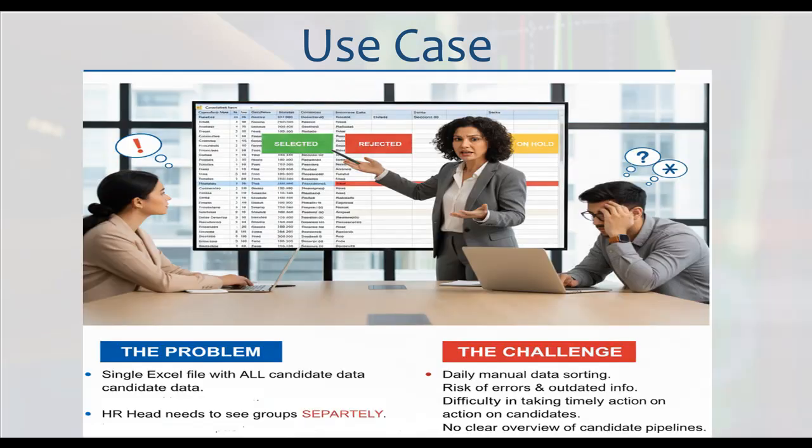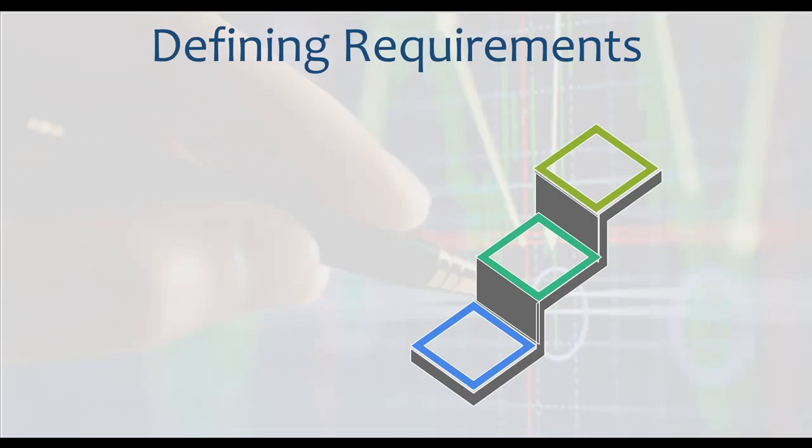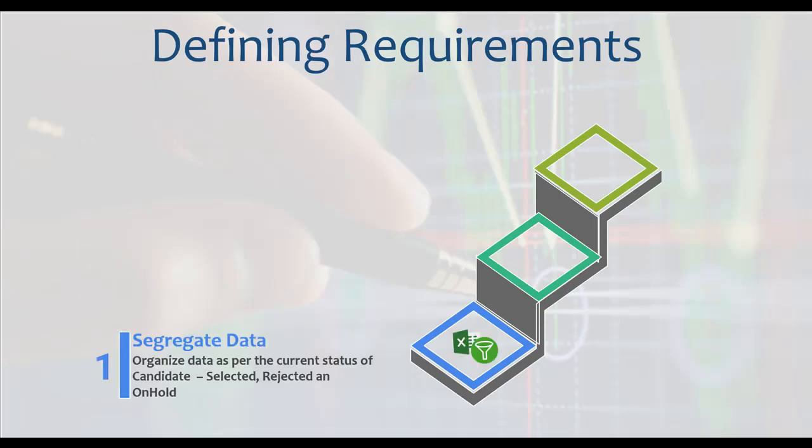The problem: HR head needs to see this group separately to take the action. So, manually filtering, copying, and pasting this data every day is time consuming and can lead to errors. To tackle this task, our automation workflow follows a clear approach. Step 1. Data segregation. The workflow reads the master file and generates 3 separate output files, one each for selected, rejected, and on hold candidate.